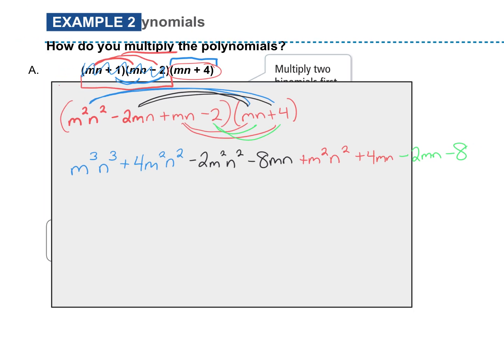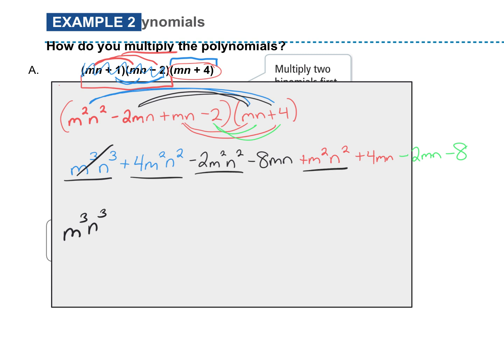Combine like terms. Now, is there such thing as standard form? No. Why not? Because there's two variables, okay? So we don't worry about standard form. We're just going to work left to right. Does m cubed, n cubed have a like term? No. Does m squared, n squared? Yes.